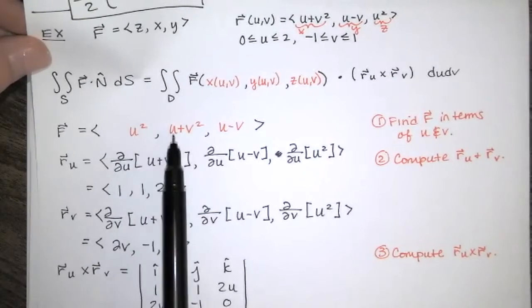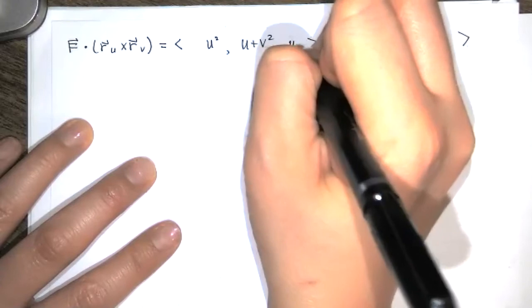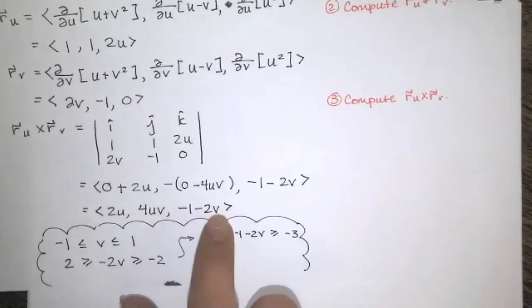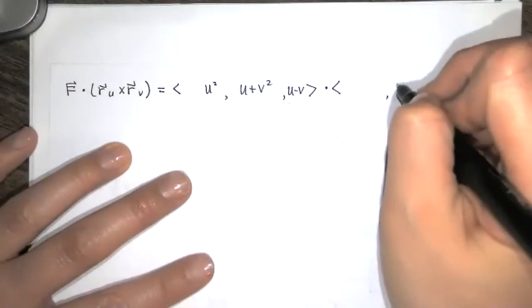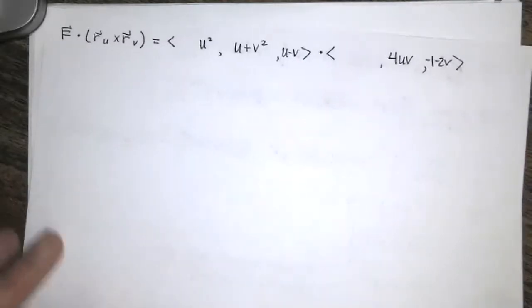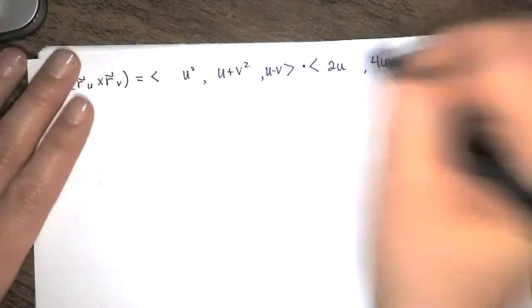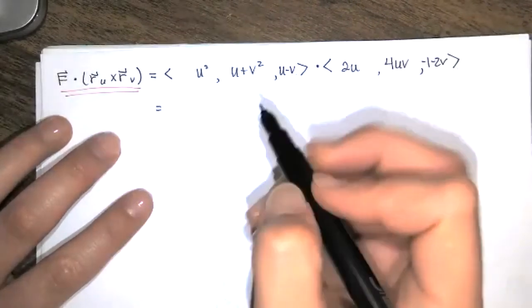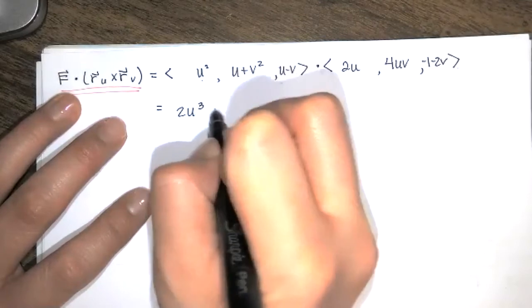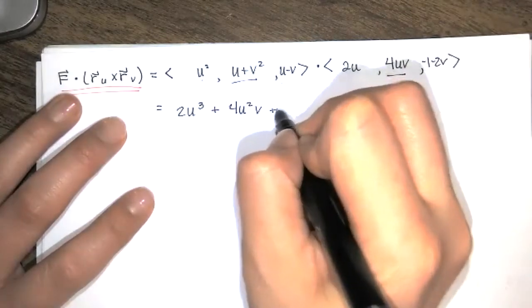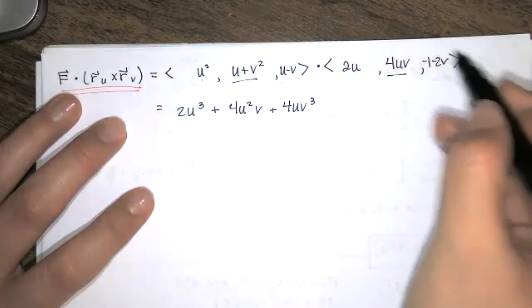F has components u squared, u plus v squared, and u minus v. And the normal vector has these components: 2u, 4uv, and -1 minus 2v. And I didn't see what was that x component. It's 2u. Okay, this is our integrand, and we're just computing that. That's our next step. We're taking a dot product. So you multiply and add this times this, and add this times this. 4uv times that. We'll distribute. And then we've got that times that.